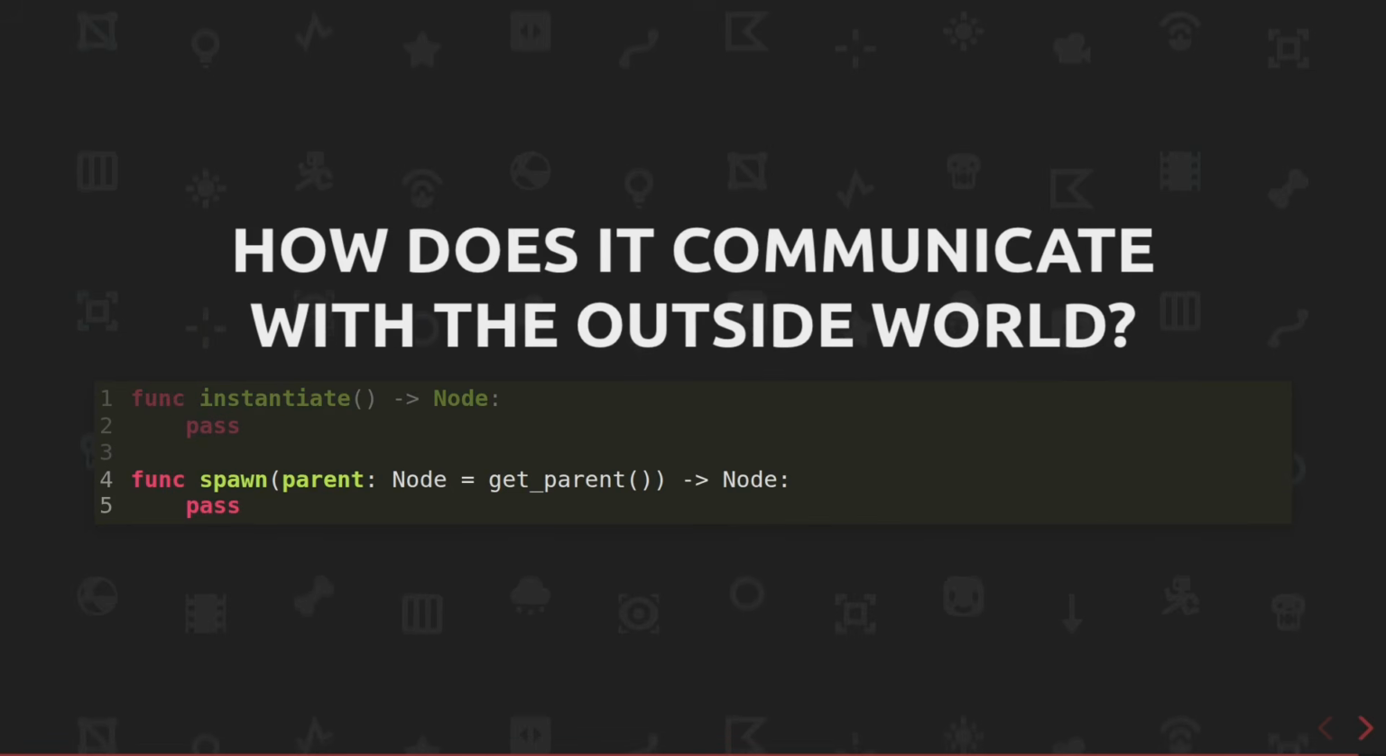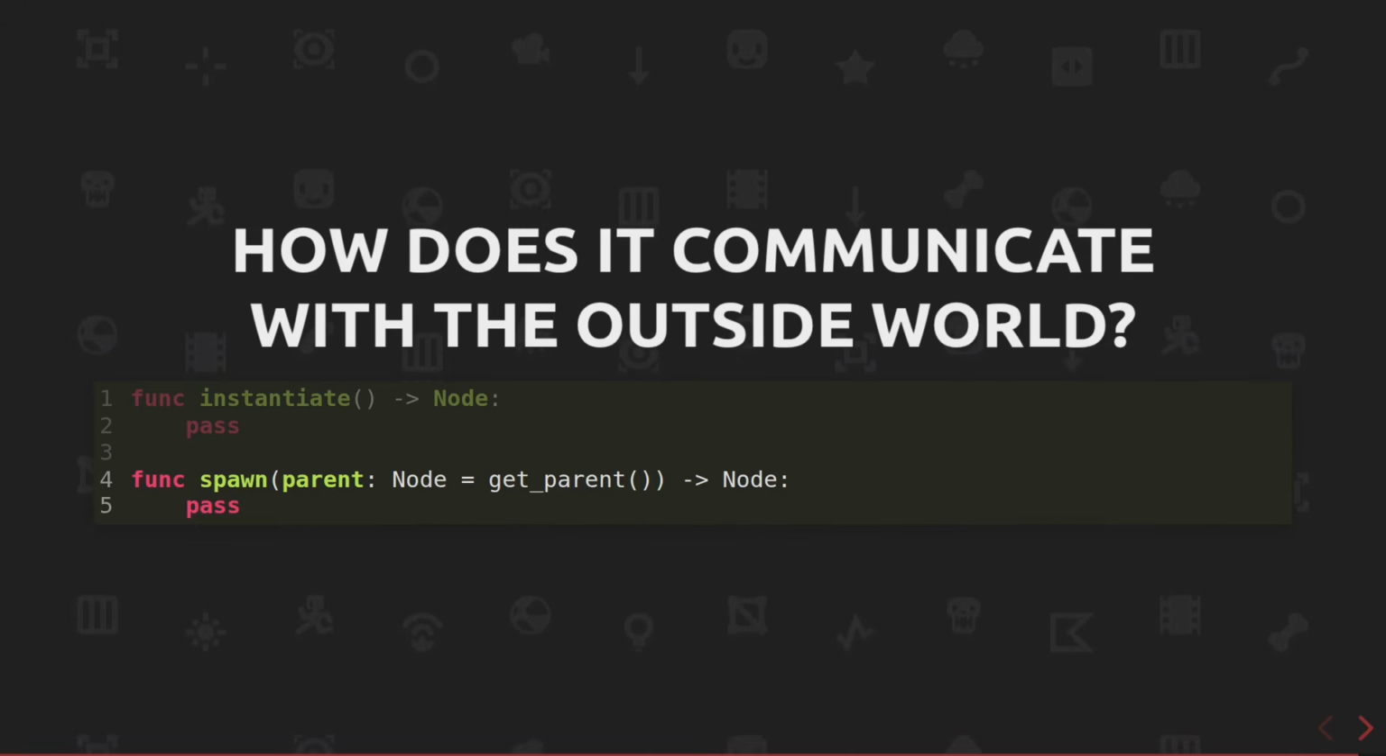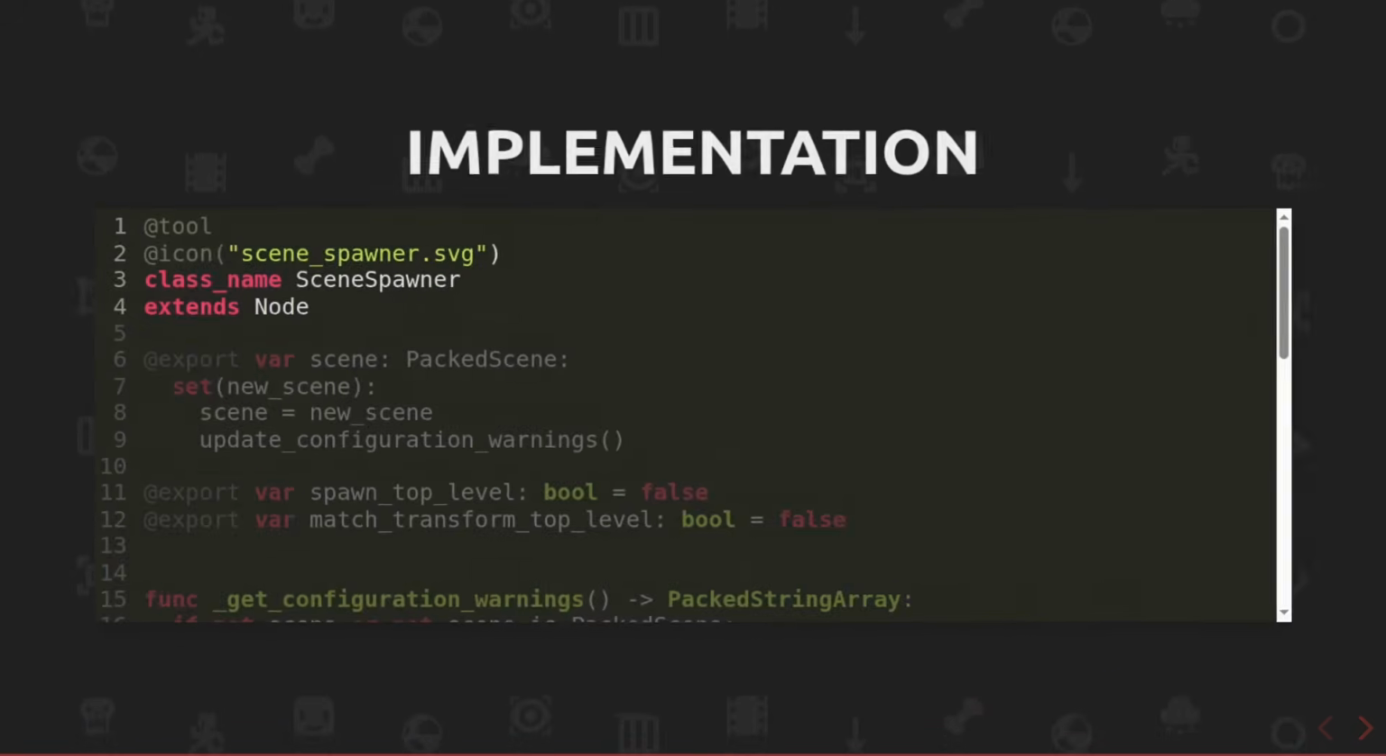On the other hand, spawn, the other public method, instantiates and adds it to the scene tree immediately before returning the new instance. Notice that here we have a parameter called parent, which will be the parent node, and that equal sign means that if you omit that parameter, the get_parent method will be called, providing that default value we talked about. Now let's move on to implementation.